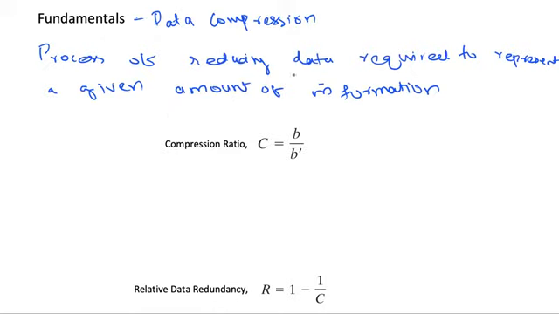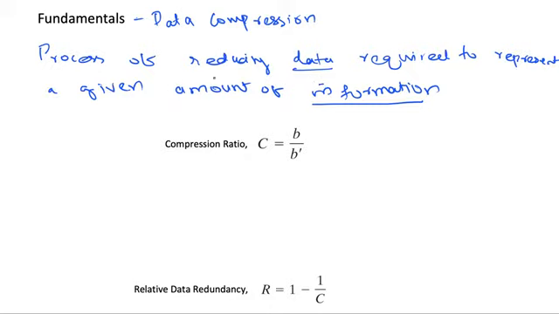So we are talking about two different terms here. One is data, another one is information. We may have used these two terms interchangeably, but in this definition these two terms have their own specific meaning. Data is something that we use to represent information. If you can reduce the data that is required to represent a given amount of information, then that process is called data compression.